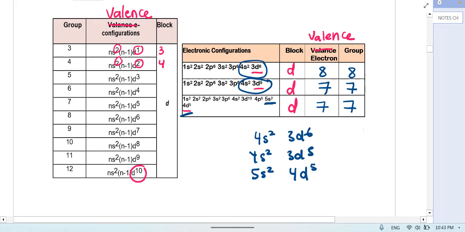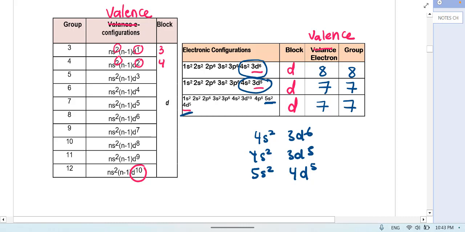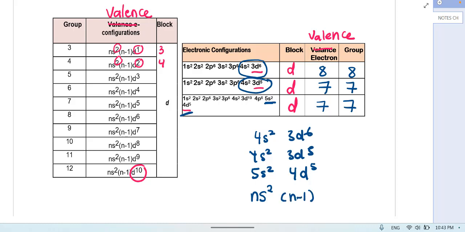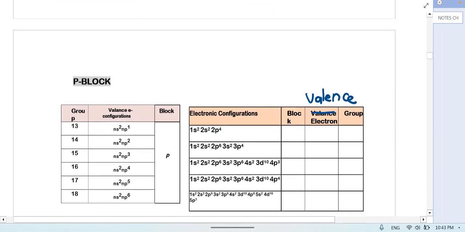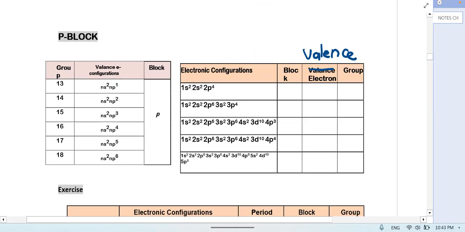4d5. So the general valence electronic configuration is ns2. The s orbital has 2 electrons. For D, it is (n minus 1) d, 1 until 10. So that one is for D block. Okay, for P block, for P block elements.